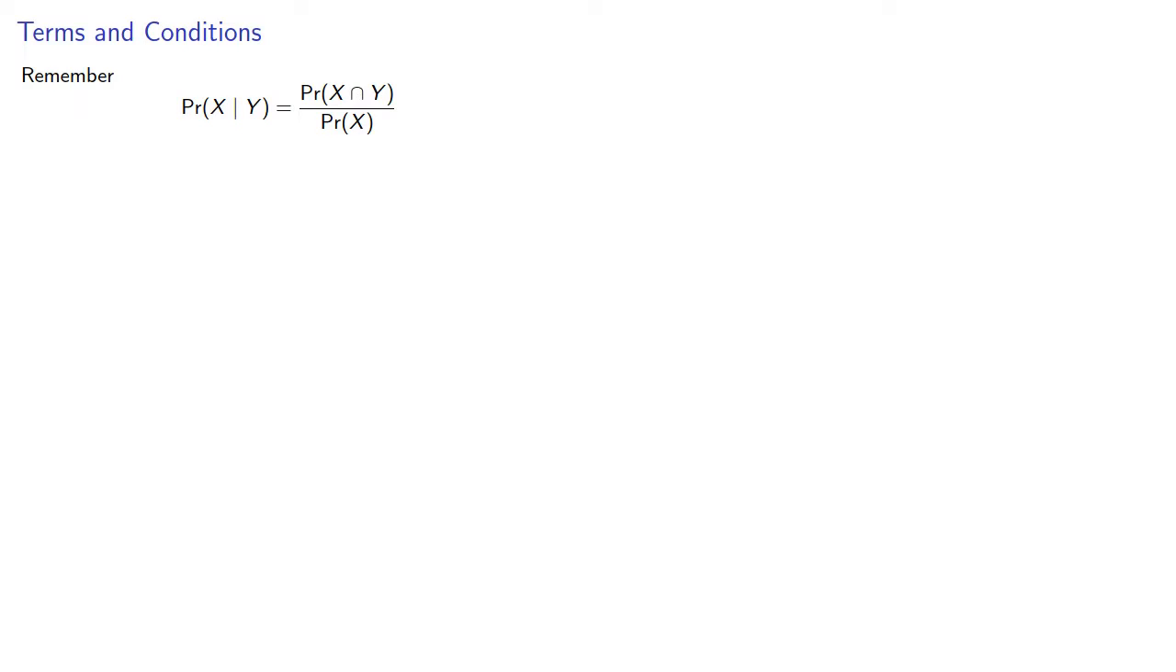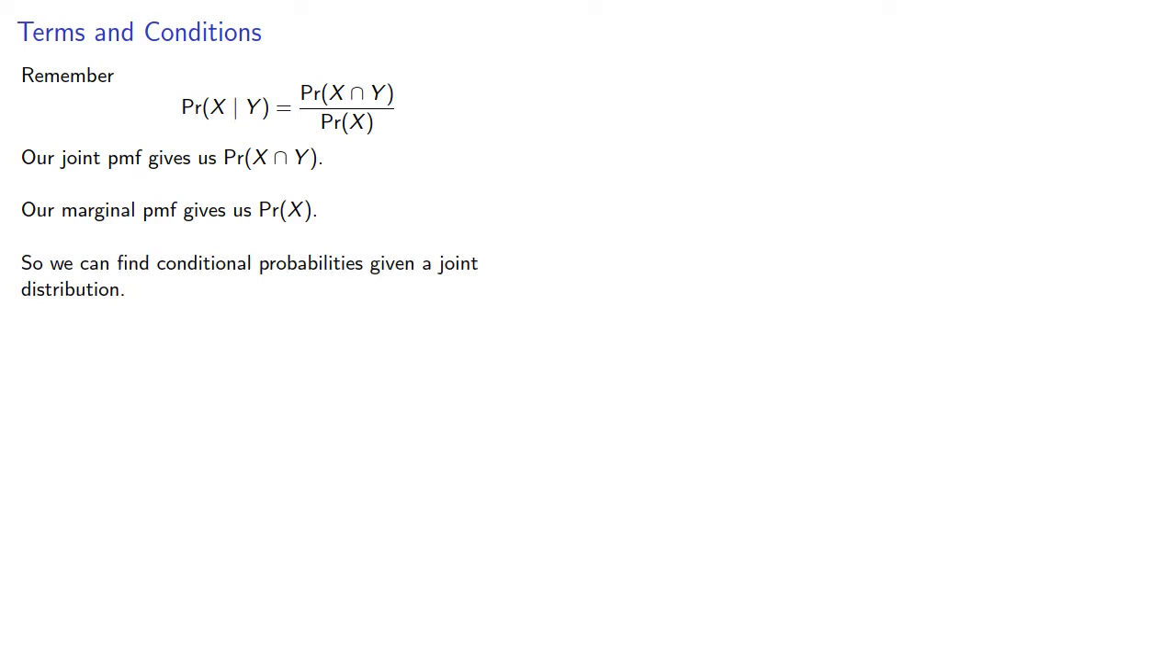Remember, the probability of x given y can be found as our joint probability mass function gives us the probability of x and y, and our marginal probability mass function gives us the probability of x. So we can find conditional probabilities given a joint distribution.